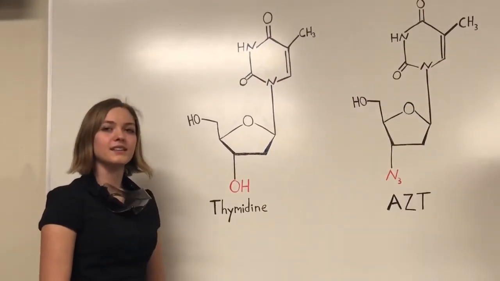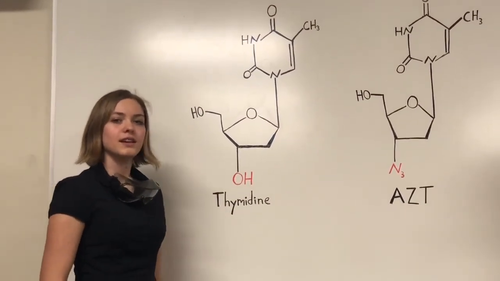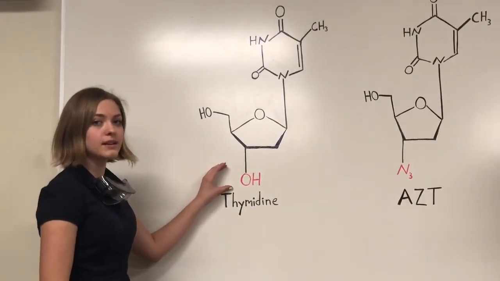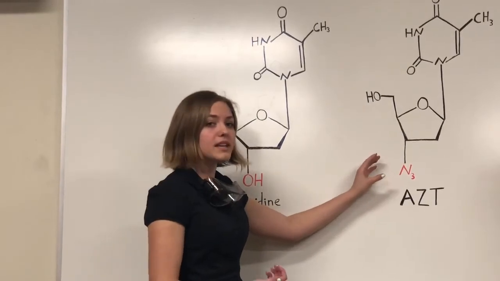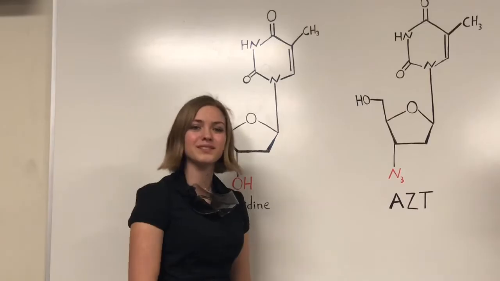DNA is linked together via phosphodiester bonds. To form them, a water molecule is lost. Usually, part of the H2O comes from this alcohol group on thymidine. However, since AZT has an N3 group instead, the bond can't be formed. So, the viral DNA is never integrated into the human genome.